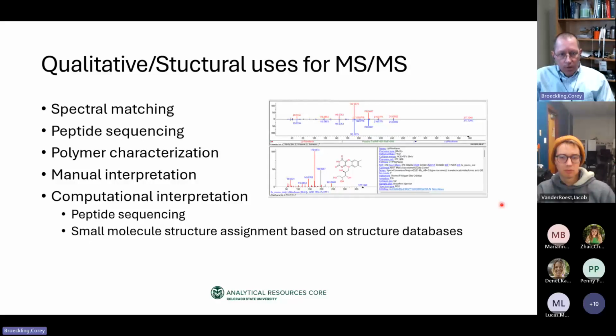So that could be its own talk. We're not going to go into that in a whole lot of detail, but know that there are a lot of things that you can do with these MSMS spectra in qualitative studies.